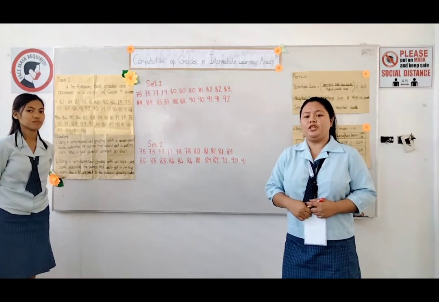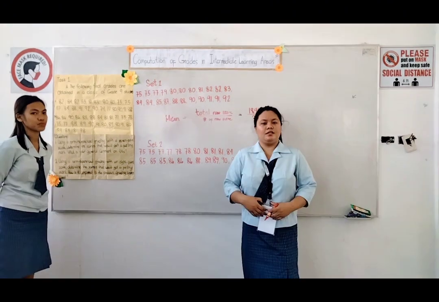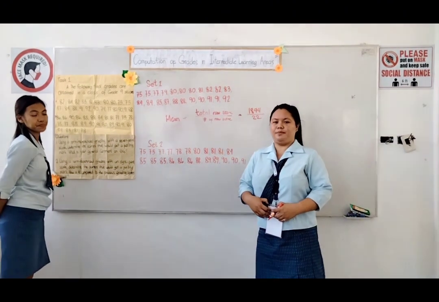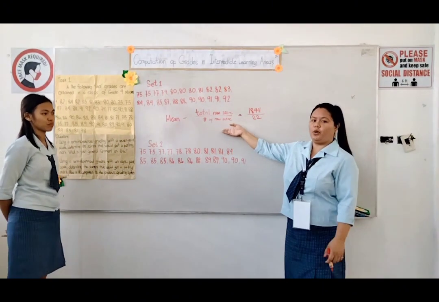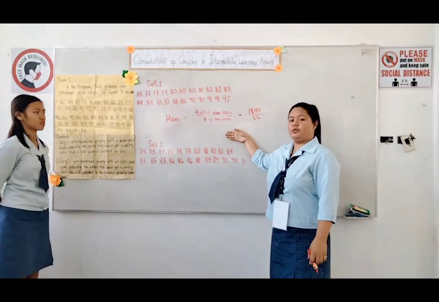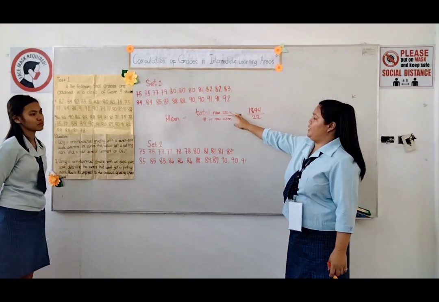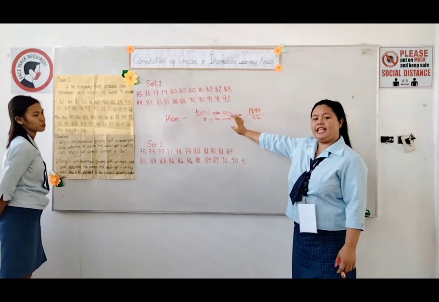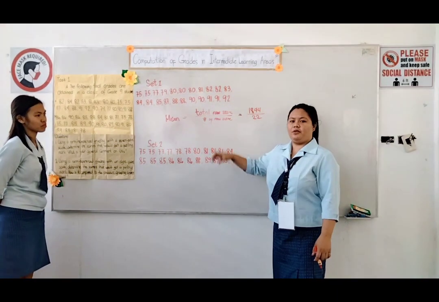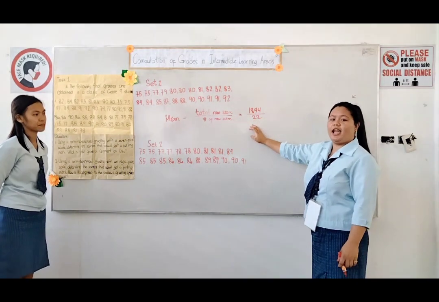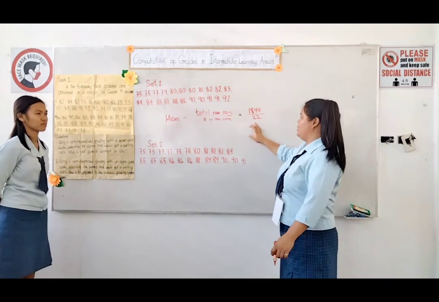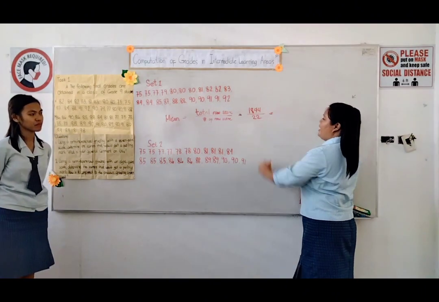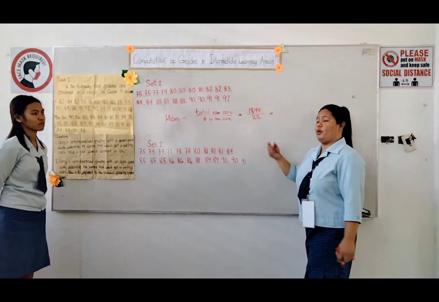So first, we should determine the mean. In order to get the mean, we have here the formula. Mean is equal to total raw score over the number of raw scores. In order to get the total raw score, we need to add all of these grades. So, we can get 1,844 over the number of raw scores, which is 22. So, if we divide this, we can get 83.8.